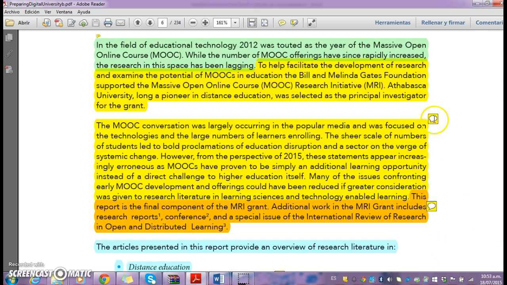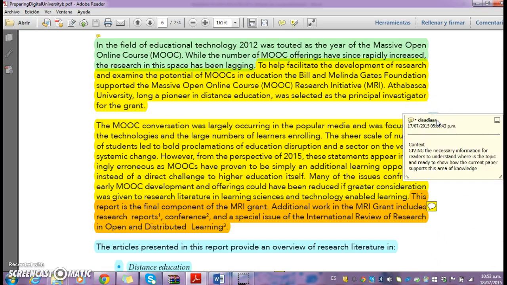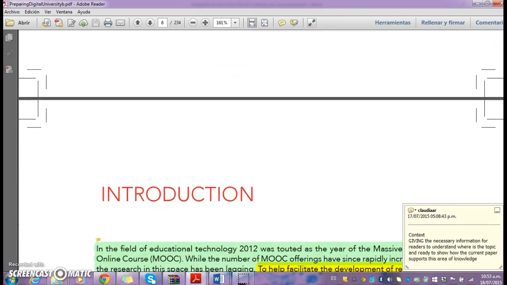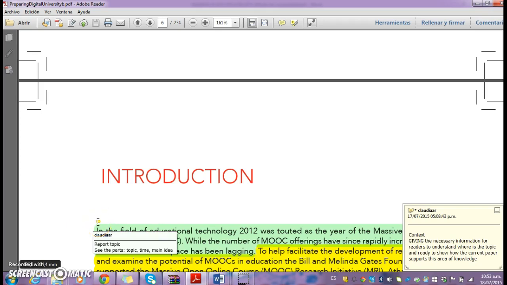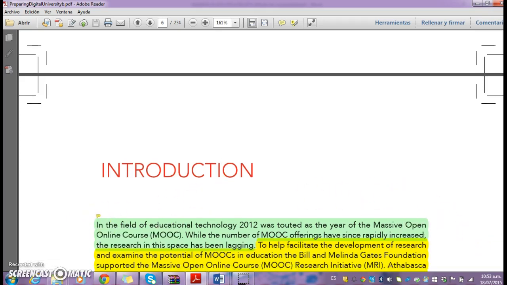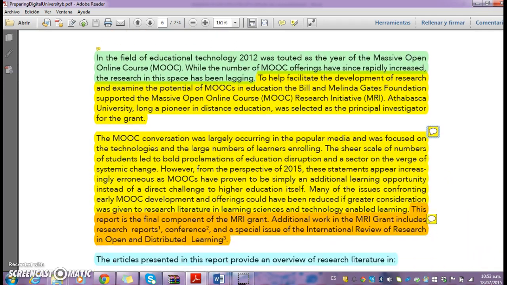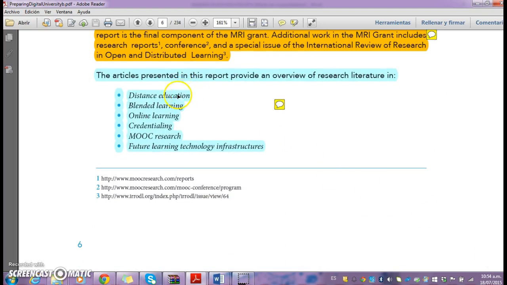Let me see, for example, this one. If you open this comment, you will understand what exactly I want you to see and to include, for example, the sections of the introduction, etc. This is what I want you to see. As these ones, for example, say, the articles presented in this report provide an overview on. This is probably a part that you have to consider for your research, that is similar to the chart that you did.